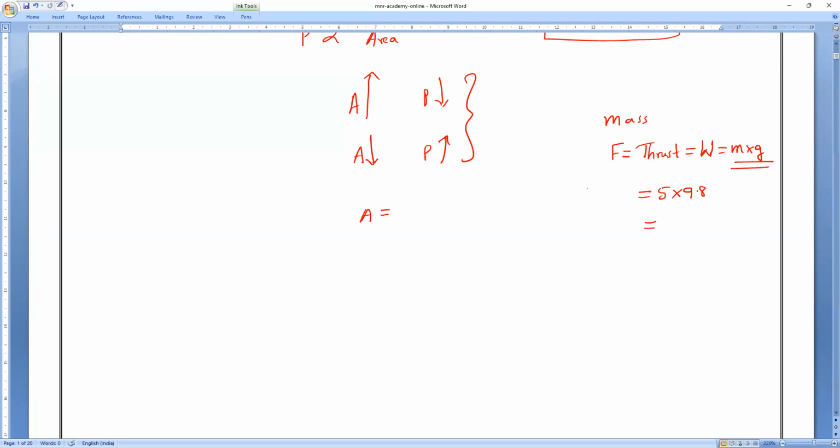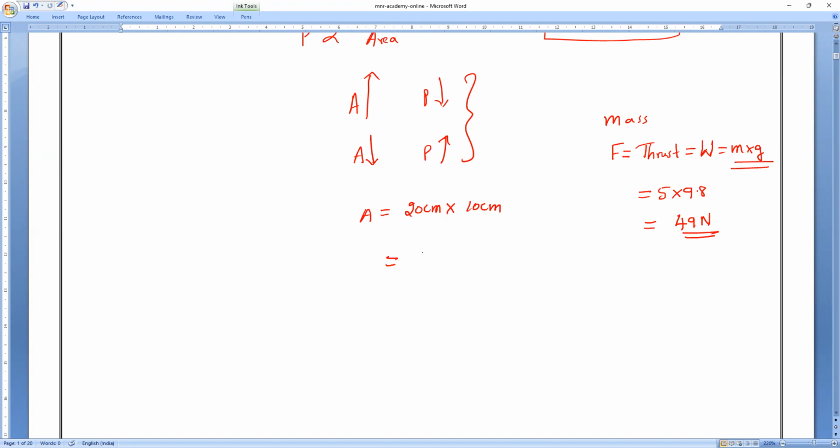If you have done that, what is the answer? 9.8 into 5. Everyone have it? Because it is Earth, you can take 9.8, or if you want, you can take 10 also. So what is the answer, guys? 9.8 into 5. Please respond. 49 newtons. Now, the area we got is 20 centimeter into 10 centimeter.